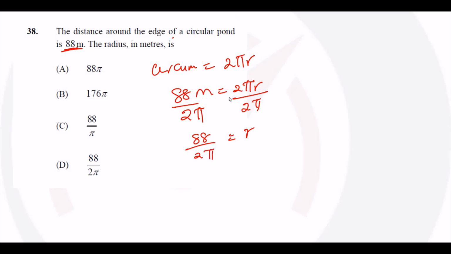Now I could have simplified the answer to 44 over pi, but the question didn't ask us to simplify, because they just wanted us to see if we were seeing it. So the answer is going to be 88 over 2 pi, or it could have given you an option and said 44 over pi. But our answer is D.